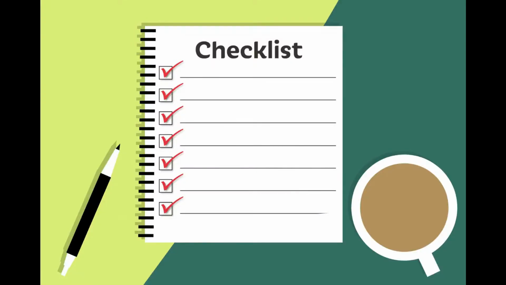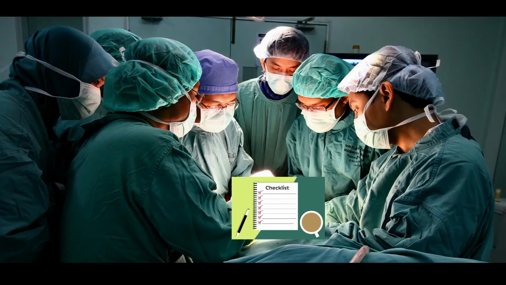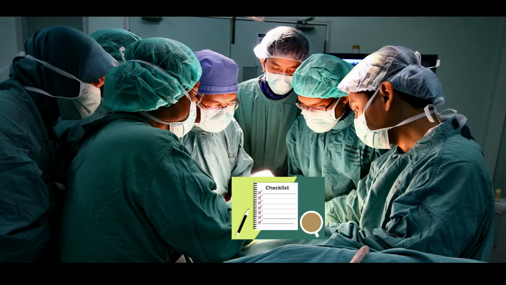Now let's get back to the list. What kind of operations can you do with a list? In the list, you can do append, insert, remove, extend, pop, index, count, reverse operations. Let's see them one by one. What is the append method? You can add an element to the end of a list.